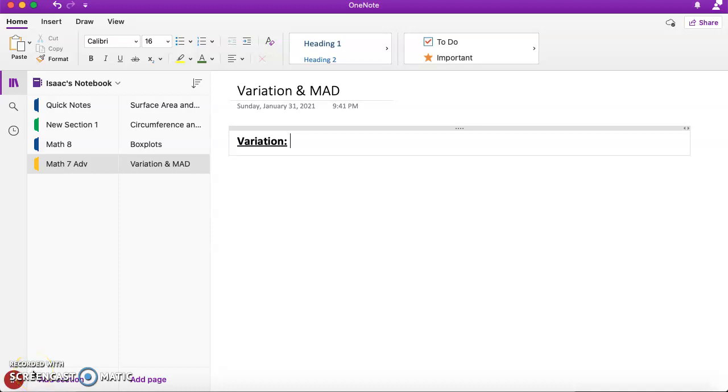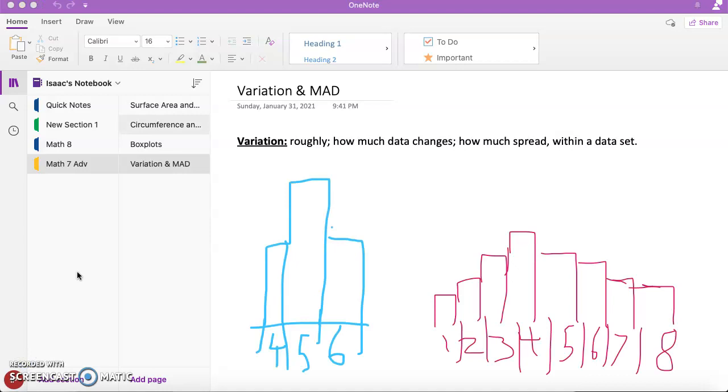Good morning, everyone. Today we're going to be talking about another concept in statistics, namely variation. What variation is, is a way to talk about how much data changes, roughly how much spread there is within a data set. So for example, let's say I've got two data sets that I made histograms of.